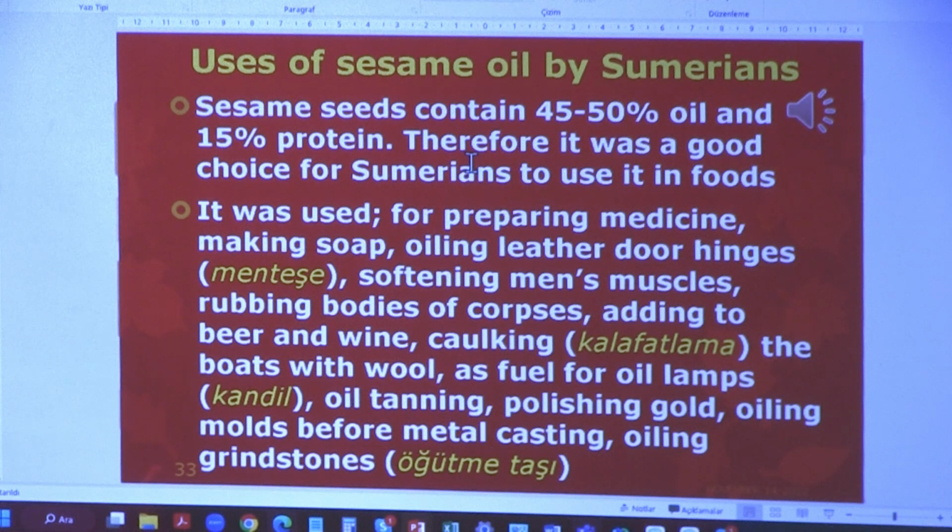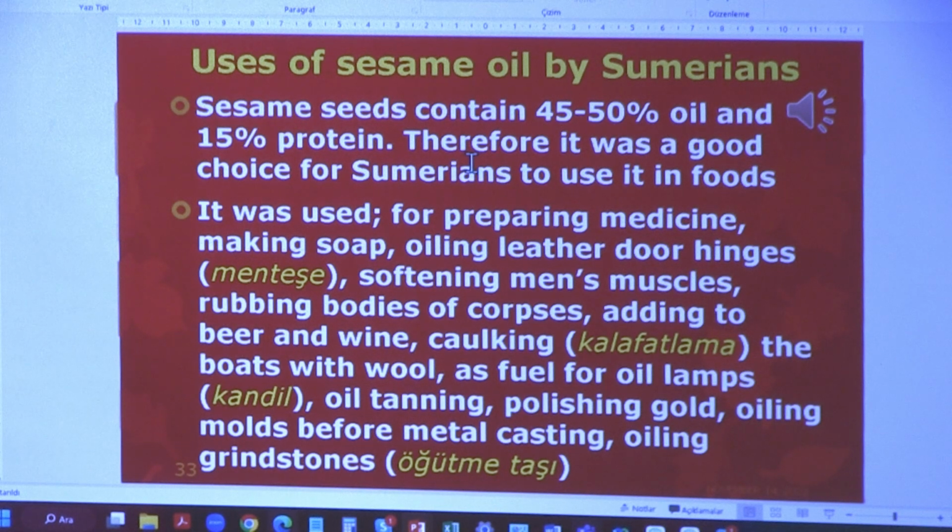Okay, they also used it for caulking. Caulking is kalafatlama. Did I mention that before? Yeah, okay. For the boats, when you have a wooden boat, you have to seal the boat to prevent the leaking of water into the boat by mixing the oil and some textile or some cotton material. In those days, of course, they had cotton much less than wool, so wool was more popular.